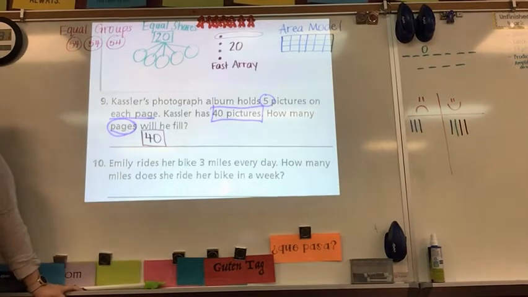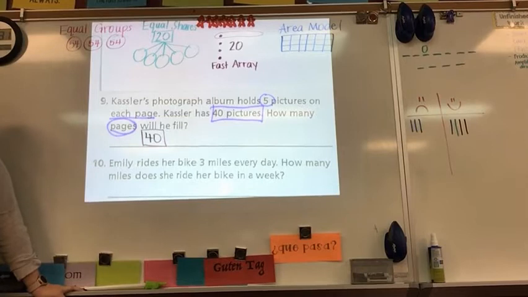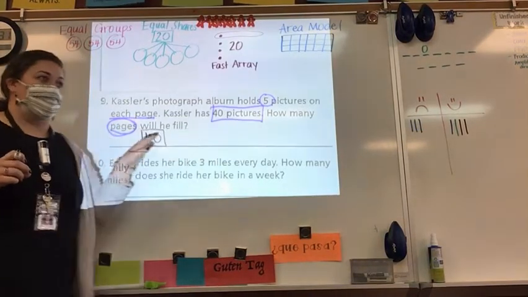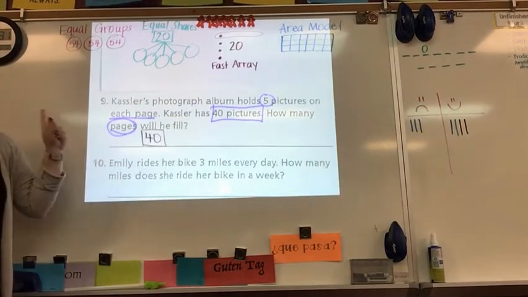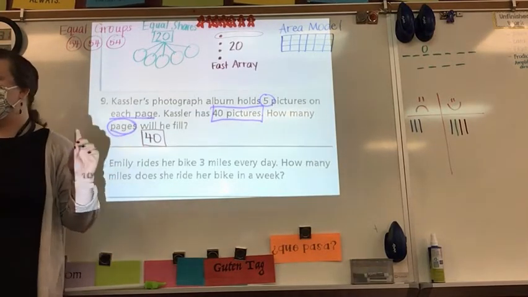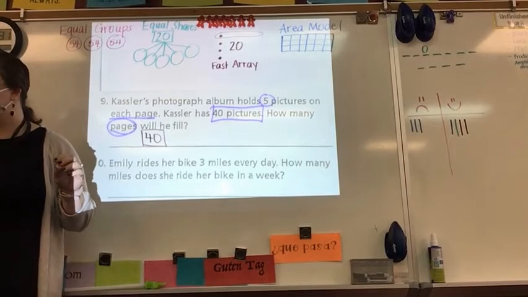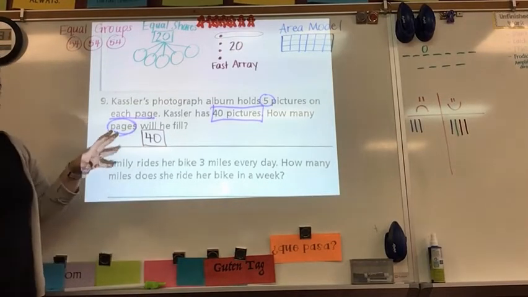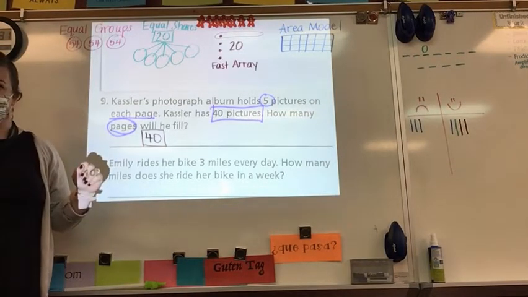This time, I don't know how many groups. I'm trying to find how many groups or how many pages. But I do know how many in each group. So it happens a little bit differently. How many pictures go on each page or in each group?